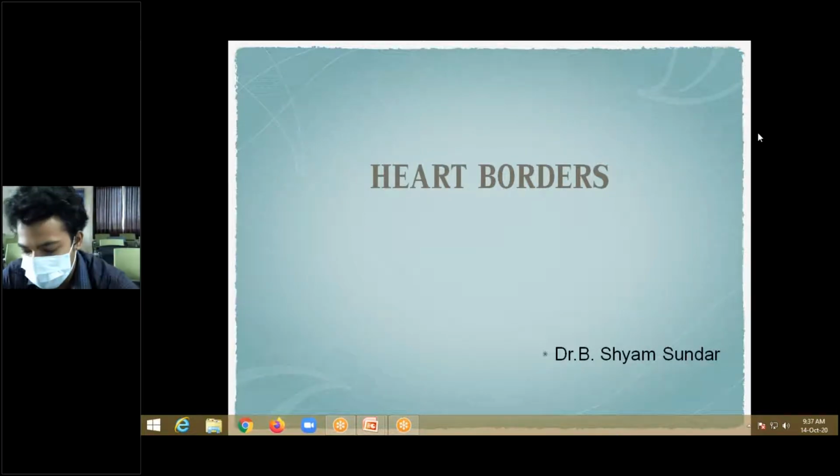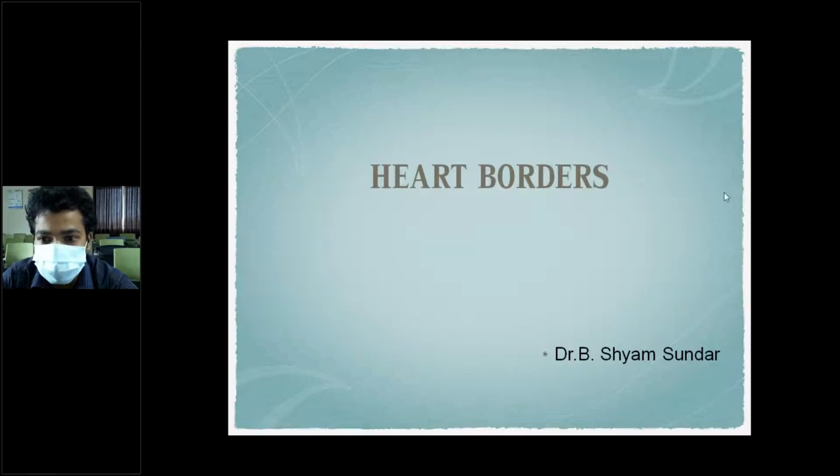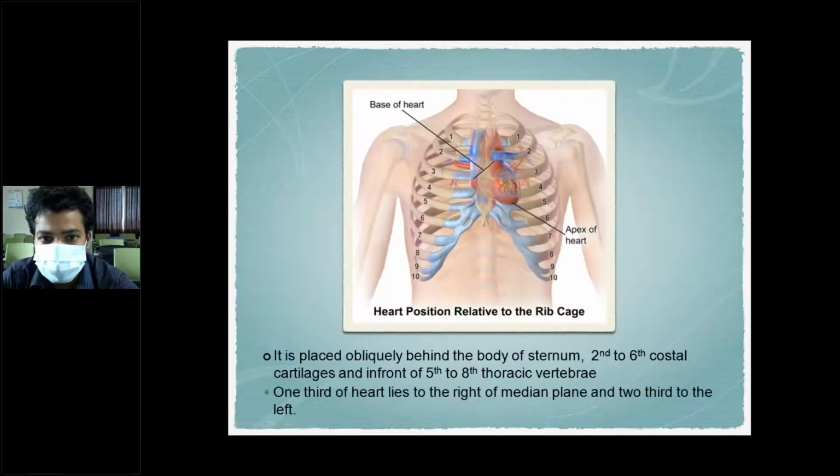Today my topic of presentation is heart borders. Coming to the anatomy of the heart, this picture shows the heart's position relative to the rib cage. It is placed obliquely behind the body of the sternum, from the second to the sixth costal cartilage, and in front of the fifth to eighth thoracic vertebrae, which are present posteriorly. One third of the heart lies to the right of the median plane and two-thirds to the left, as shown in the figure.